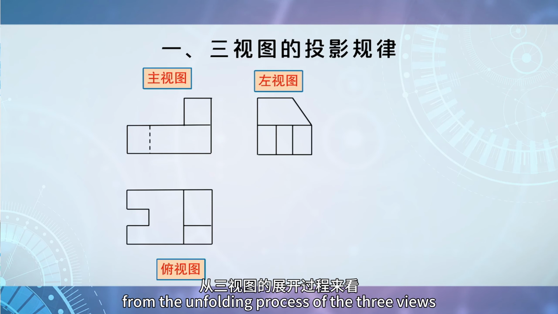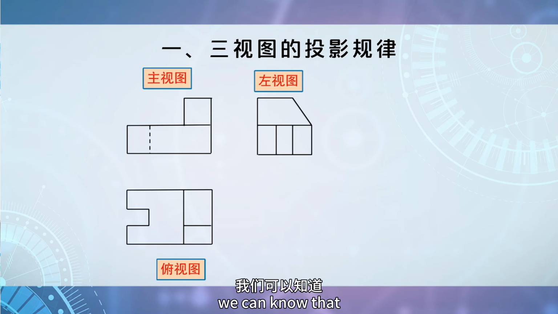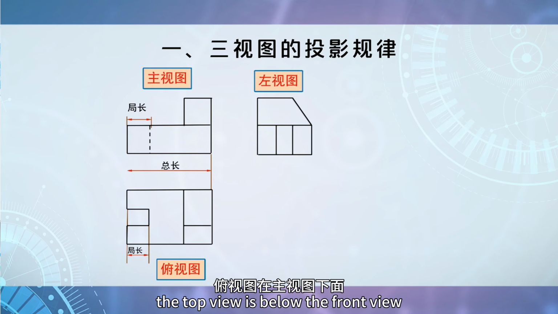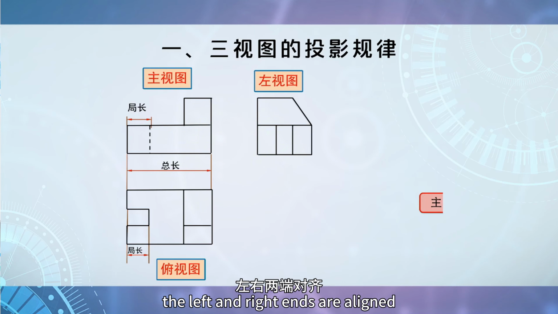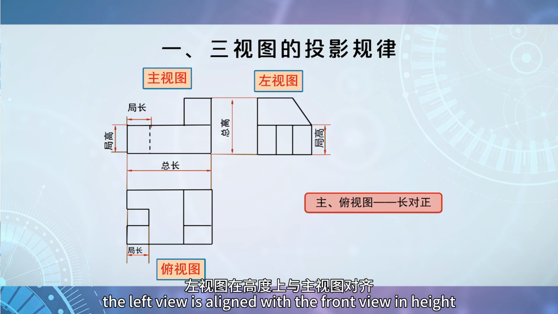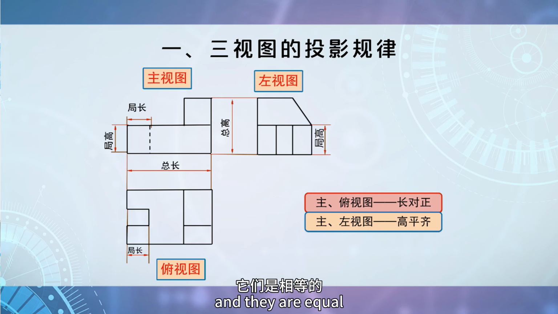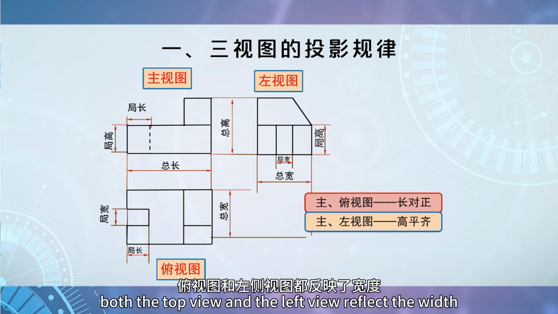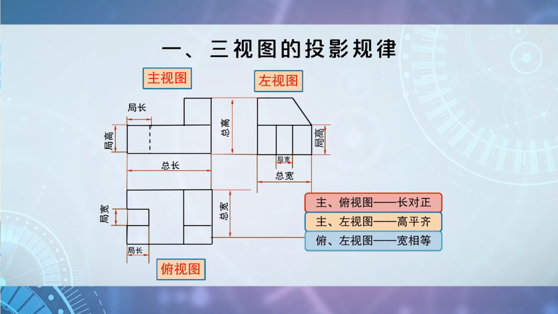From the unfolding process of the three views, we can know that the top view is below the front view. The left and right ends are aligned and the corresponding lengths are equal. The left view is aligned with the front view in height and they are equal. Both the top view and the left view reflect the width and they are equal.